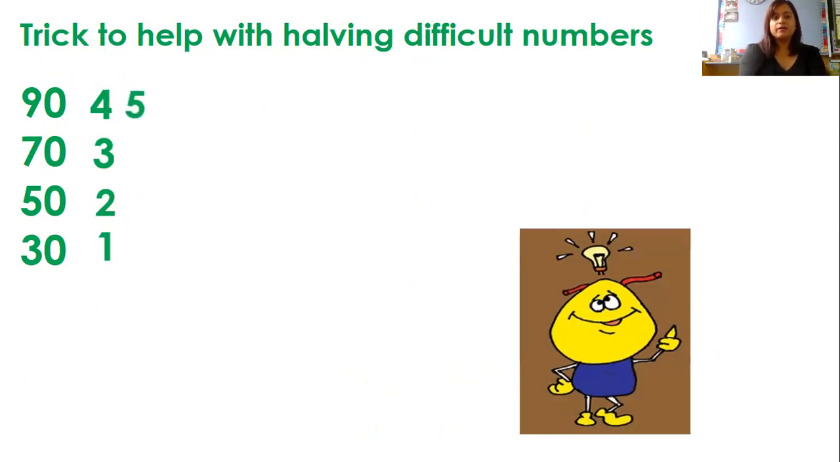So 5, 5, 5, 5. And once you've done this, you will see that half of 30 is 15, half of 50 is 25, half of 70 is 35, and then half of 90 is 45. I really do hope this trick helps all of you.